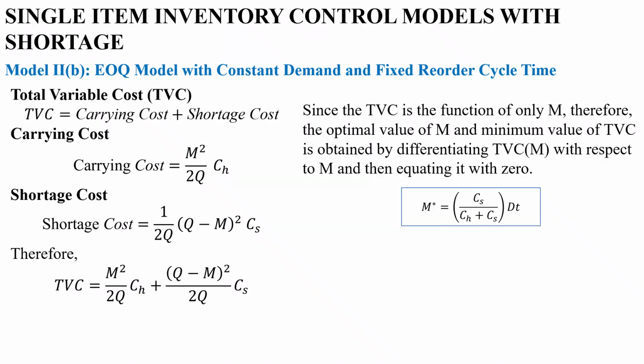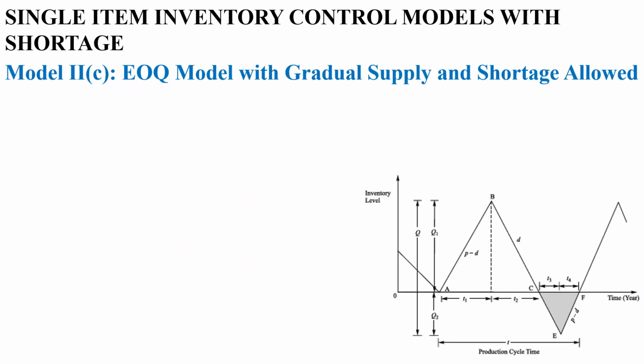Next model is model 2B, EOQ model with constant demand and fixed reorder cycle time. So TVC equal to carrying cost plus shortage cost, and carrying cost equal to M square divided by 2Q into CH, and shortage cost equal to 1 by 2Q into Q minus M whole square into CS. Then TVC equal to M square divided by 2 into Q into CH plus Q minus M whole square divided by 2 into Q CS, and M star equal to CS divided by CH plus CS into D into T.